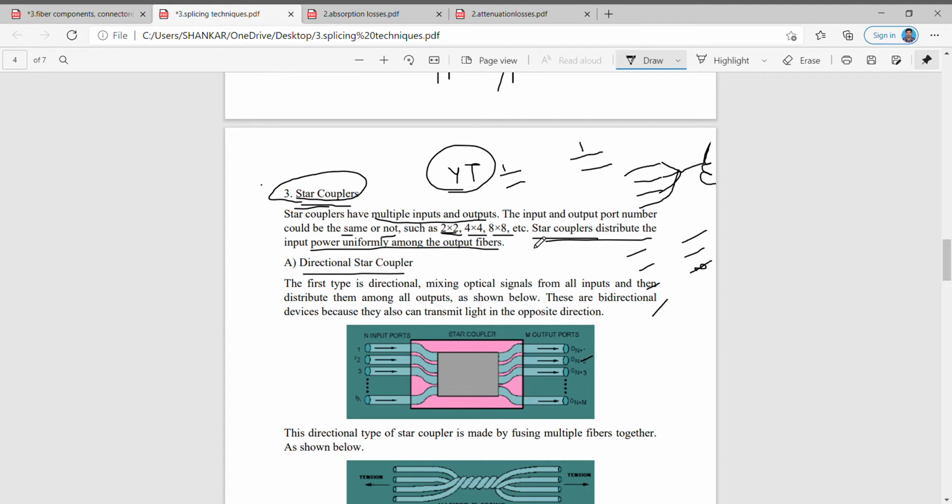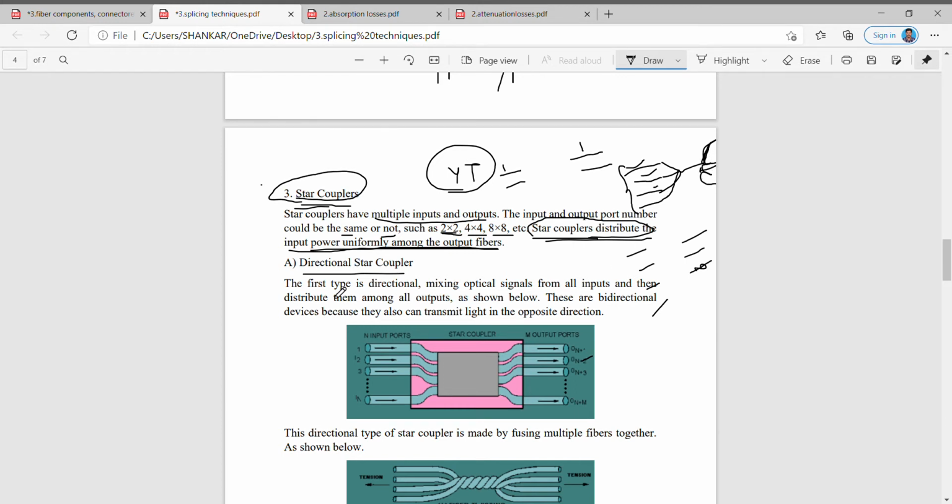Here the purpose of a star coupler is that it distributes the input power uniformly among the output fibers. Suppose these are the input fibers, assuming these are the 4 input fibers. These 4 input fibers are combined, and all the power is distributed equally to all the output ports.